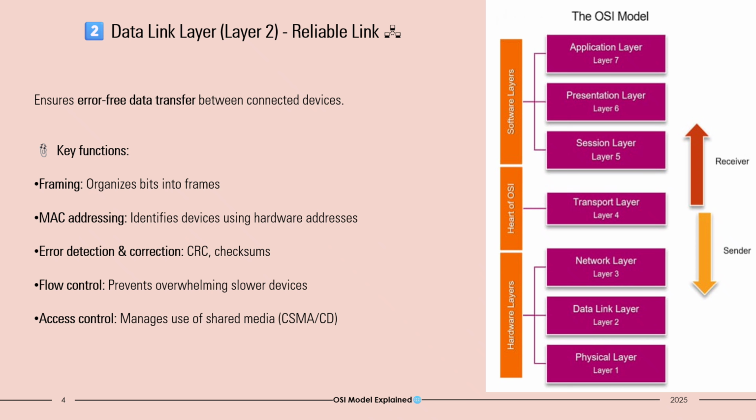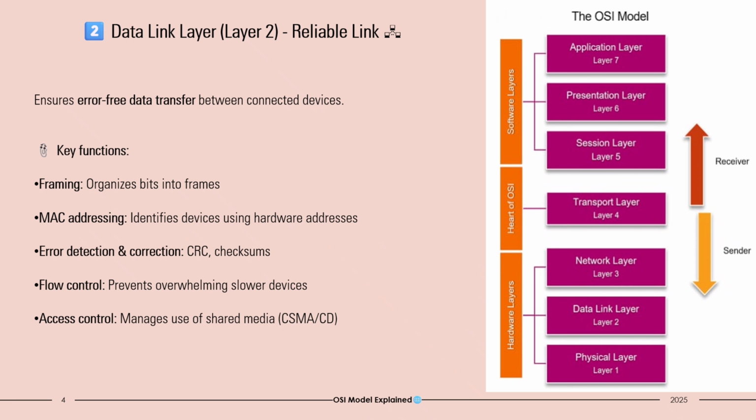Key functions include framing, dividing the bit stream into meaningful units called frames. Addressing, MAC addressing using media access control. MAC addresses to identify devices on the same network segment. MAC addresses are unique hardware identifiers. Error detection and control, detecting and potentially correcting errors that may occur during transmission. This often involves checksums or other error detection codes.